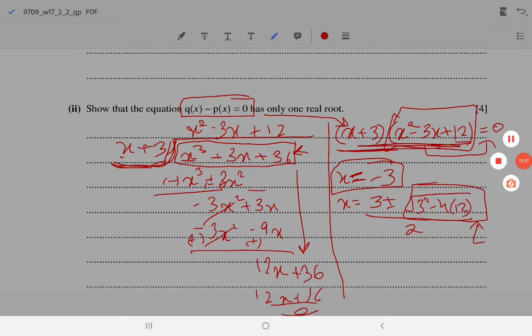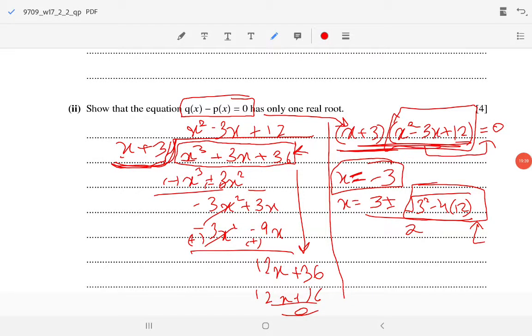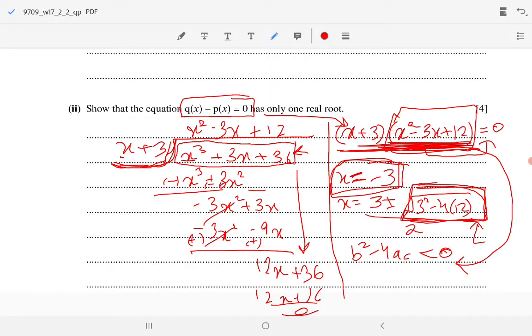Alright, so just to clear up some doubts, this part, root 3 squared minus 4 squared, the discriminant, is actually less than 0. We have this in AS level, minus 4. If it's less than 0, it means the equation has no real roots. In this case, the quadratic equation does satisfy this, so there are no real roots. The only real root is x equals -3.